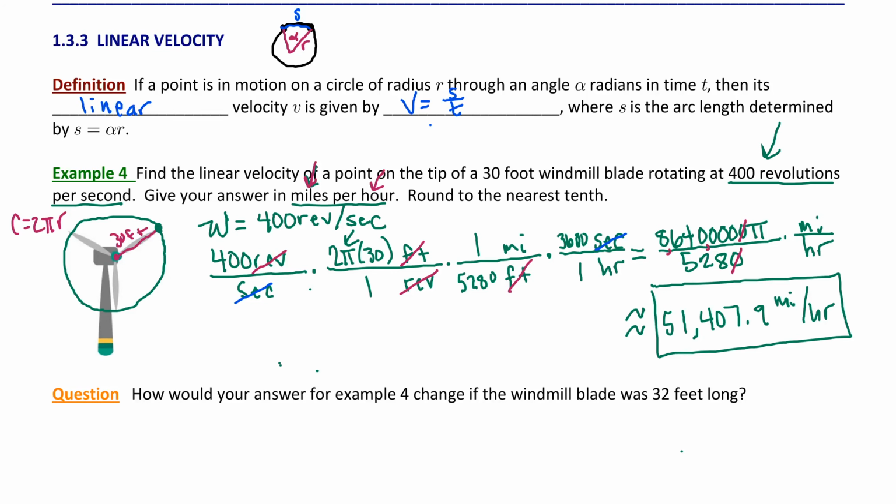Now, let's see if we can answer this question. How would our answer for this example change if the windmill blade was even longer? So imagine being a ladybug on the end of a 32-foot blade. You would be traveling around a larger circle, still with the same angular velocity. So you're going a larger distance in the same time.